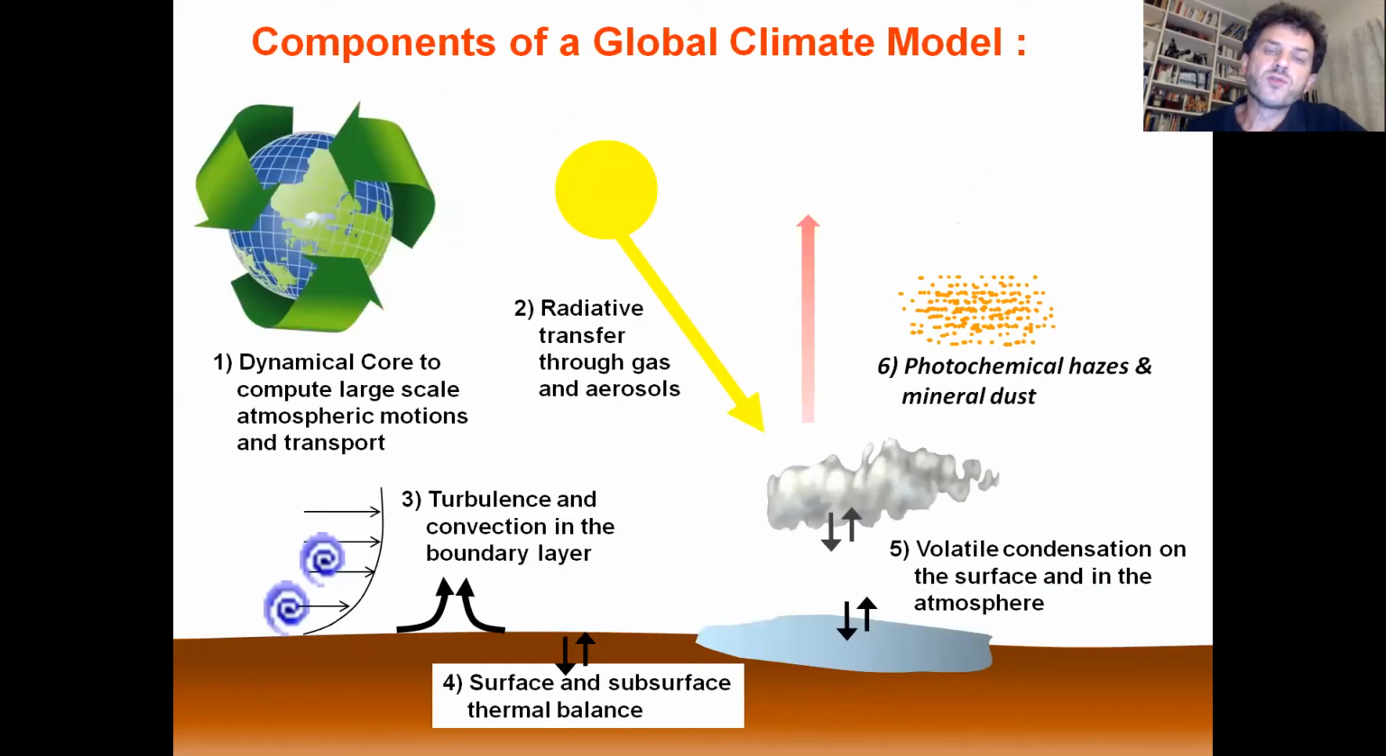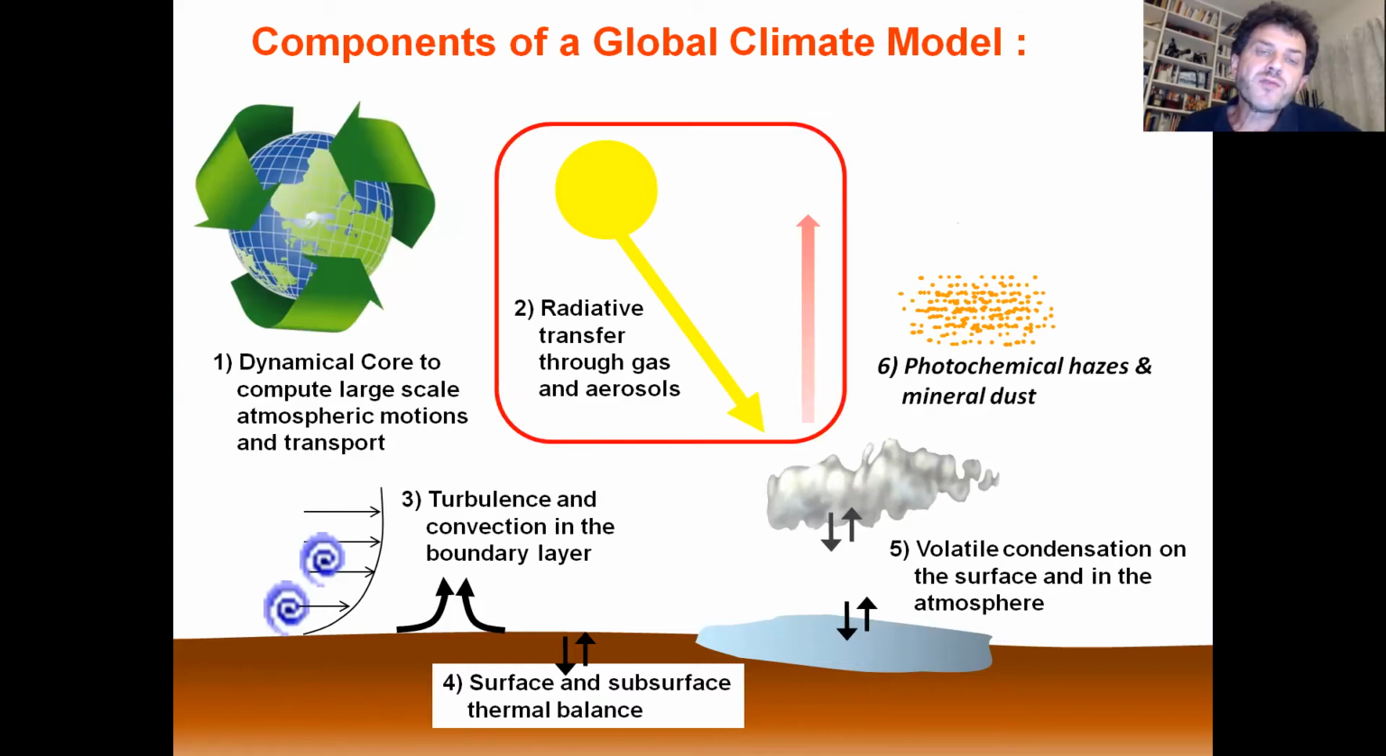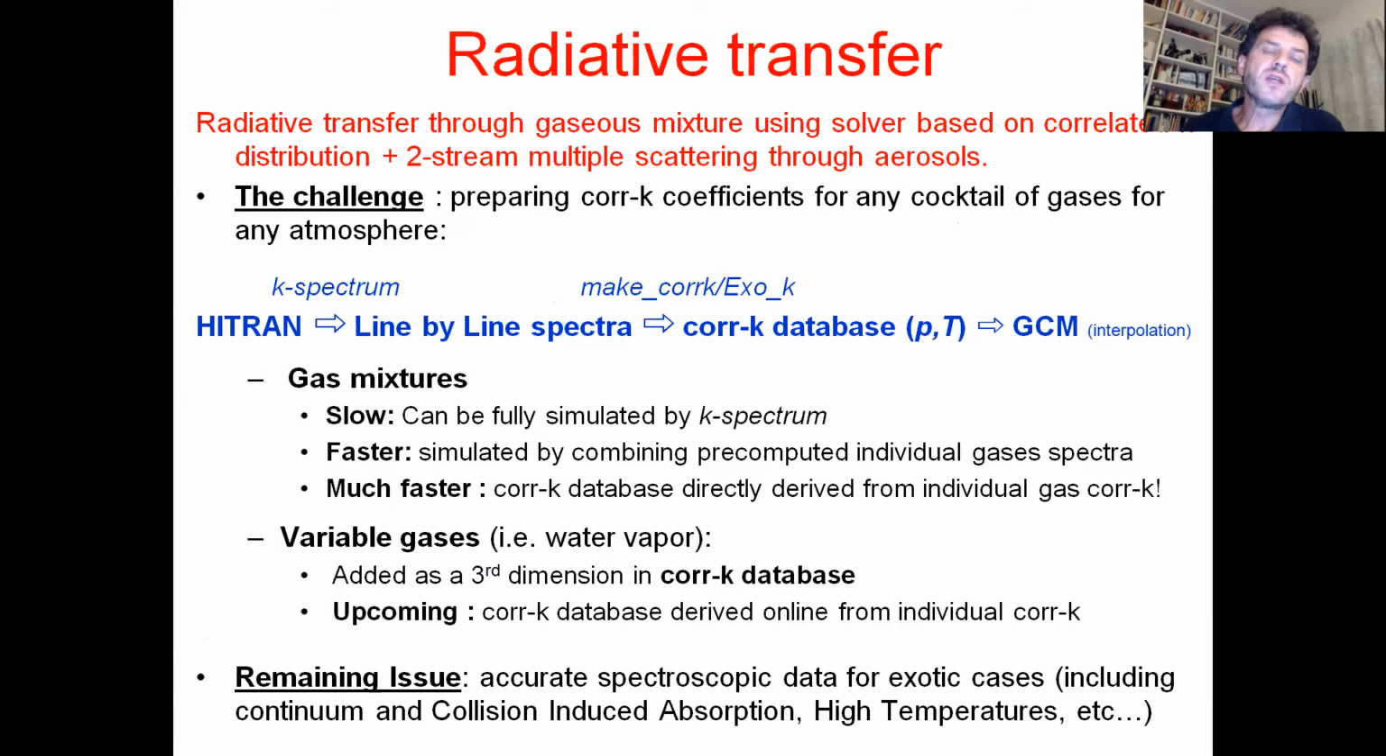So let's go now to the other big component that's really specific to a generic global climate model, the radiative transfer. For this, we use in the GCM a two-stream multiple scattering scheme that does the radiative transfer through the gases using statistical data, with the correlated K distribution technique. So it's not super fast, but it's fast enough for what we do. Once you've said that, the challenge, if you want to simulate all possible atmospheres, is to prepare the correlated K coefficients for any cocktail of gas that you need.